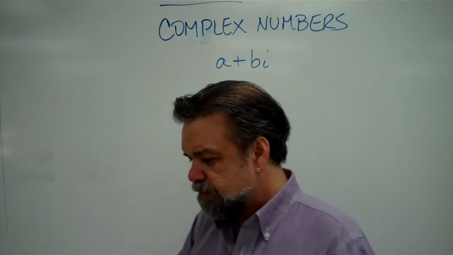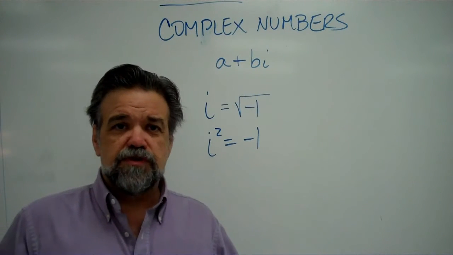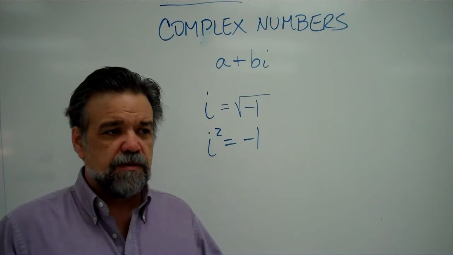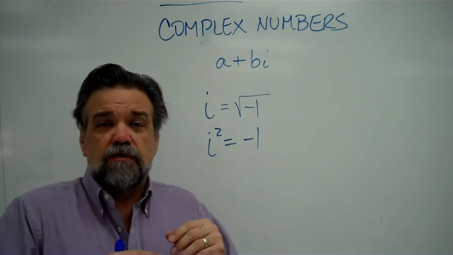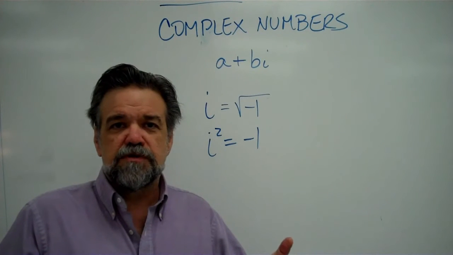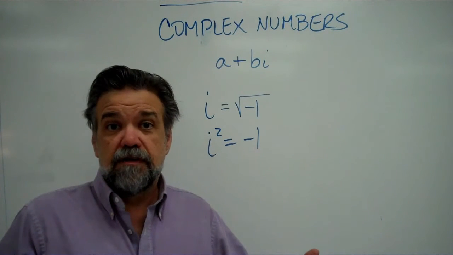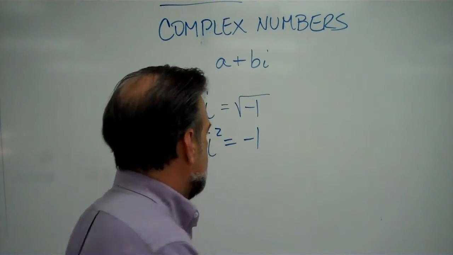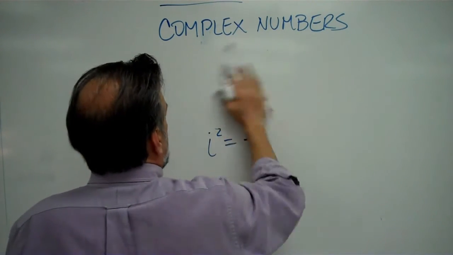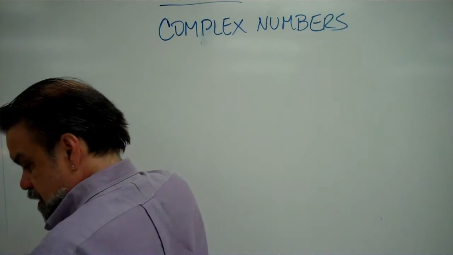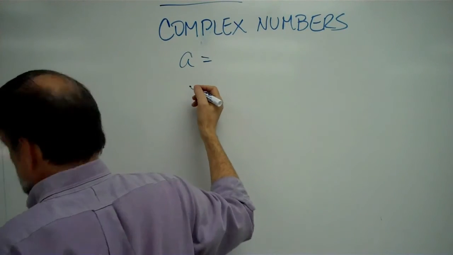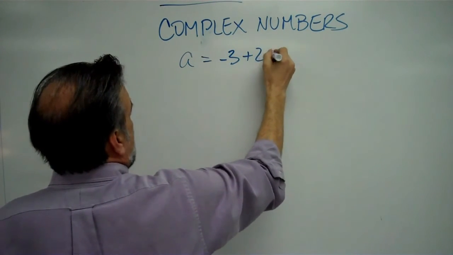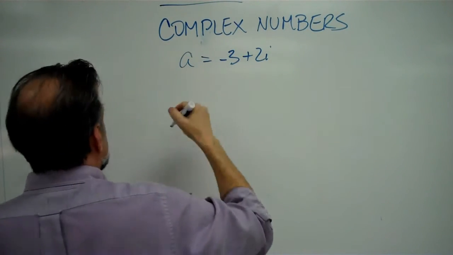Now, one of the first things you do with numbers, period, is you add them, and then you subtract them, and then you multiply them, and then you divide them. So let's figure out how to do that. Let's take three complex numbers. We'll take A, which I'm going to call negative 3 plus 2i. There's my real part. There's my imaginary part.